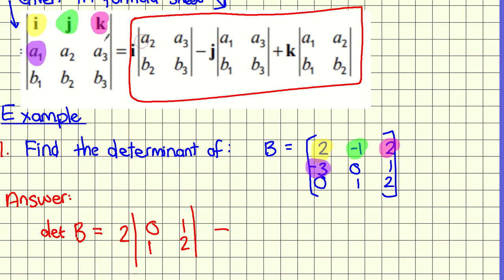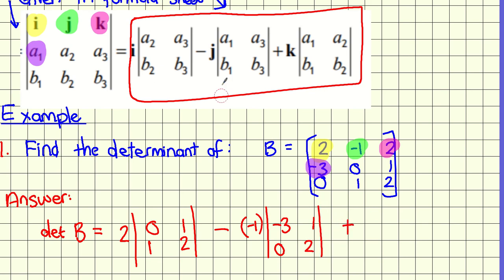Take away, and then we've got j, which is going to be the top middle one. So the top middle one here is minus 1. Straight line, and then a1, a3. So a1 is the middle row, first one, a3 is that one, so it's going to be minus 3, 1. Then we've got b1 and b3. So b1 is the bottom left, b3 is the bottom right, so it's 0, 2, and so on.